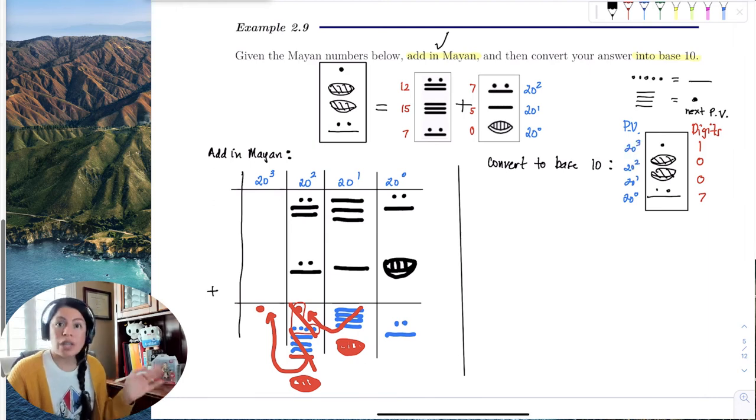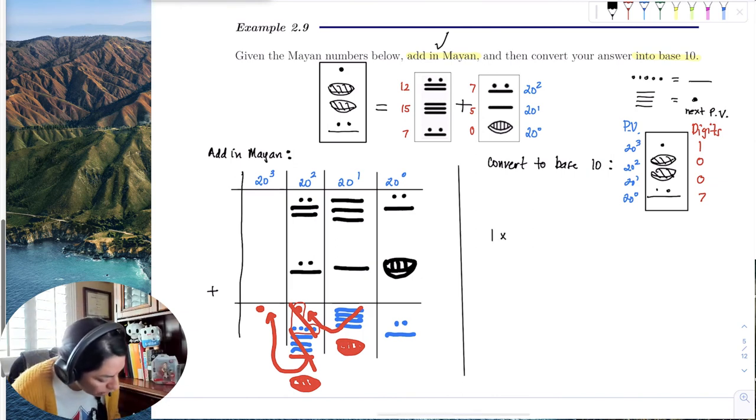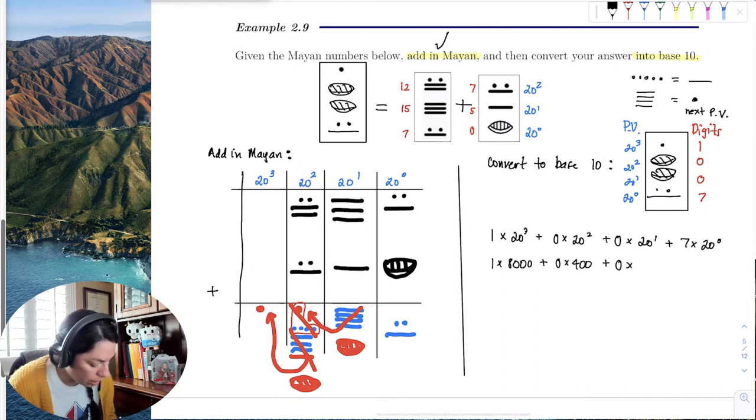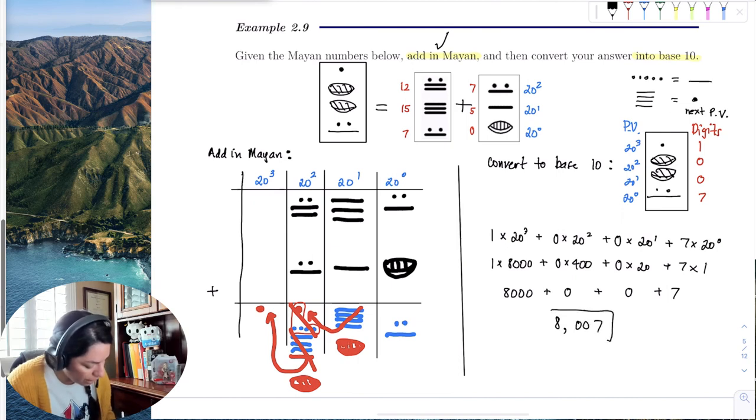So let's go ahead and just do that. Let's take every digit with its place value, multiply, and then add them up. So let's do 1 times 20 cubed plus 0 times 20 squared plus 0 times 20 to the first plus 7 times 20 to the 0. And now we just simplify. 1 times 8,000 plus 0 times 400 plus 0 times 20 plus 7 times 1. Then we can just keep going and get 8,000 plus 0 plus 0 plus 7. And so this ends up being 8,007 in base 10.